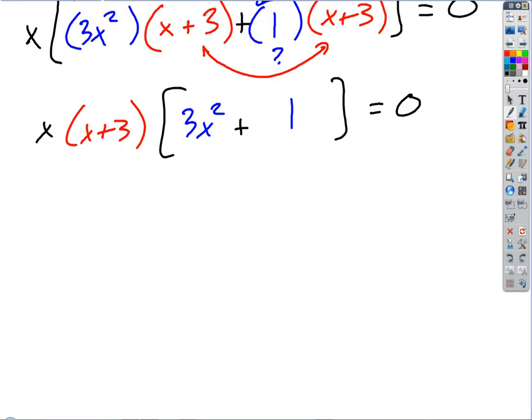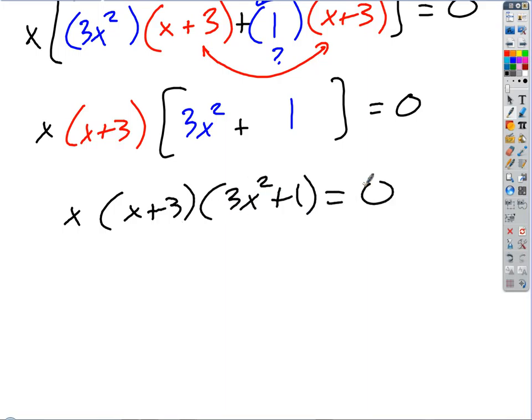And so I don't need to have those brackets. Those could just be parentheses now, right? I've got this factor down to where I've got 3 factors. I get x times x plus 3 times 3x squared plus 1 equals 0. It's broken down. Now, do I need to go any further? Yes, why? Because there's a squared. Okay, there's a squared, but big deal.